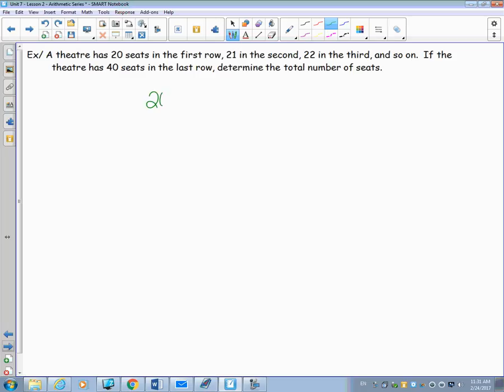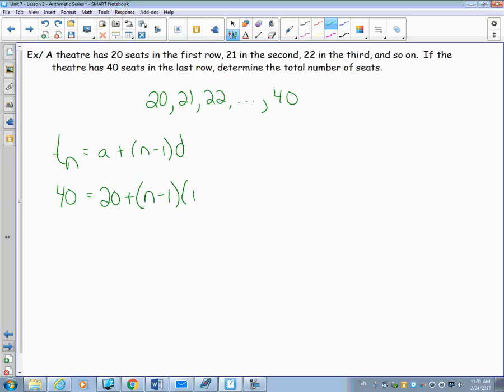Well, if we were to write that out, we would see that we've created ourselves a sequence. I don't know how many rows or terms are in that sequence, but I can solve that using my Tn equation. So my term number at the end, I want to figure out which term comes out to 40. And my n, I don't know it. My difference, I'm going up by 1 each time. That makes life easy.